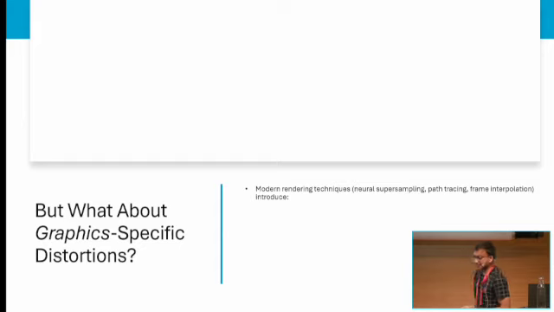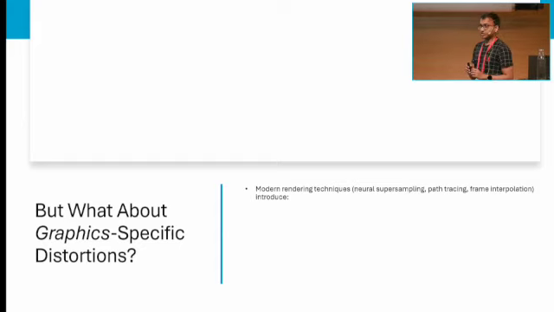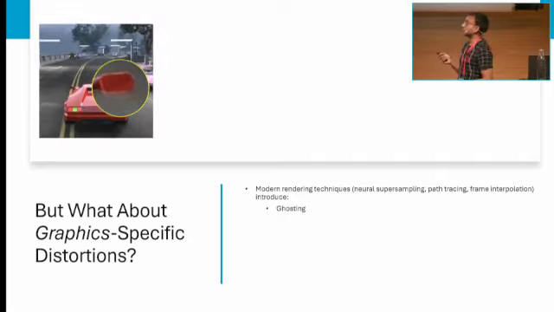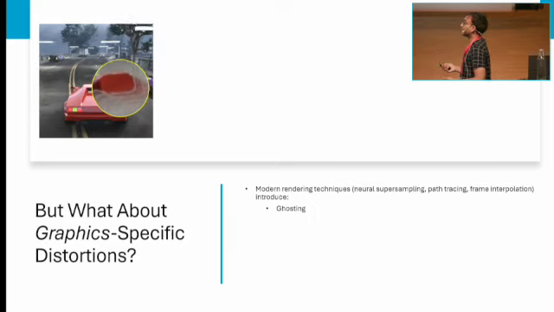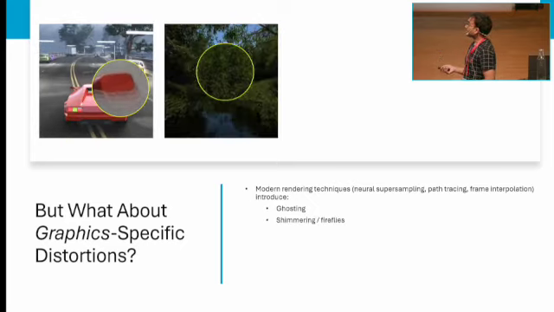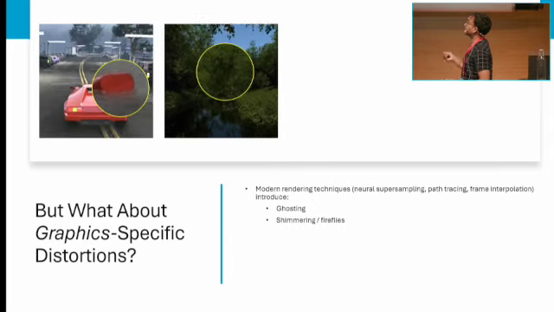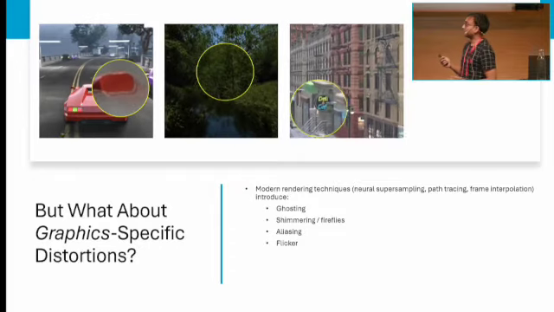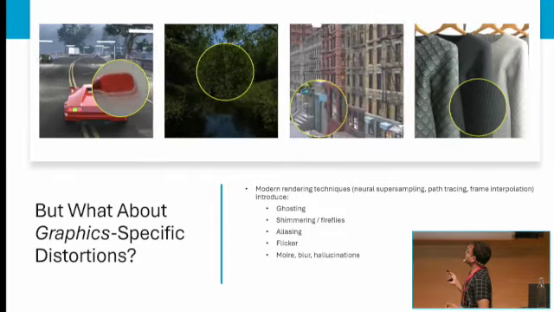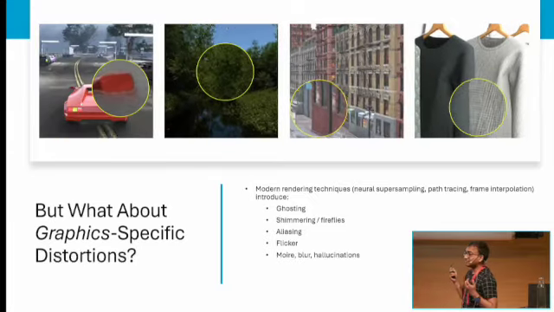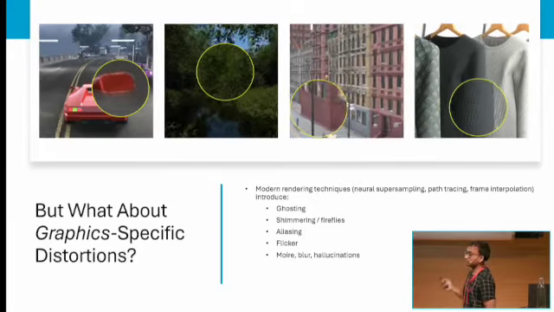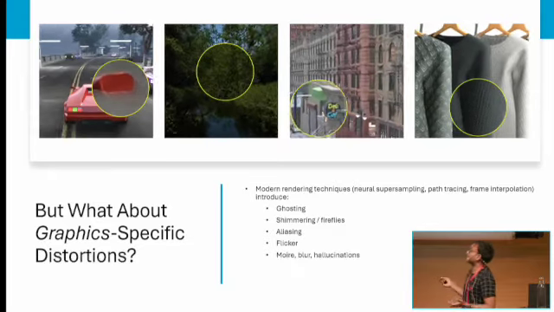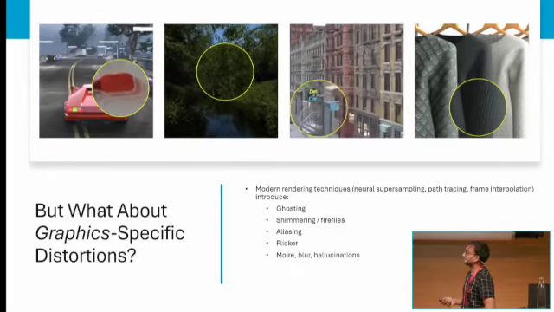All the modern rendering techniques lead to artifacts which are very different in statistics than compression artifacts. For example, neural upscalers can lead to ghosting if the motion is not tracked very well. And path tracing methods can lead to shimmering and high-frequency noise. Aliasing and flicker, I'm sure everyone's quite familiar with them. And more recently, you get weird sorts of hallucinations in view synthesis methods, and it's hard to even describe them with words like aliasing or flicker.